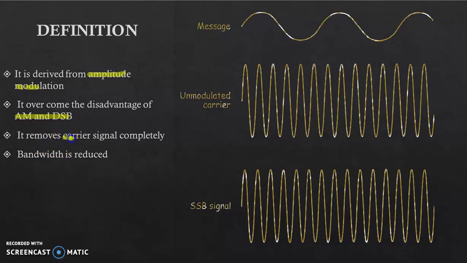It removes the carrier signal completely and its bandwidth is reduced. See, this is the message signal, and this is the unmodulated carrier signal. Finally, we get the SSB signal without the carrier signal.